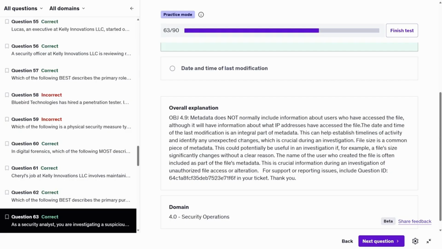File size is a common piece of metadata. This could be helpful if, for example, a file size significantly changes without a clear explanation. The name of the user who created the file is often included as a part of the file's metadata. This is crucial information during an investigation of an unauthorized file access or alteration.